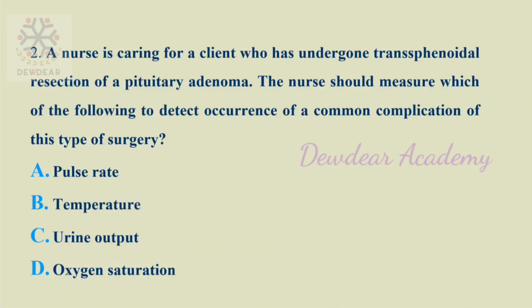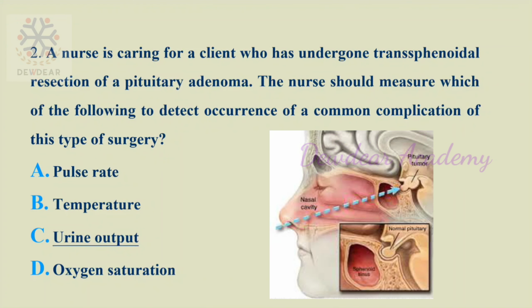The question is, a nurse is caring for a client who has undergone transsphenoidal resection of a pituitary adenoma. The nurse should measure which of the following to detect the occurrence of the common complication of this type of surgery? So here the correct answer is urine output.